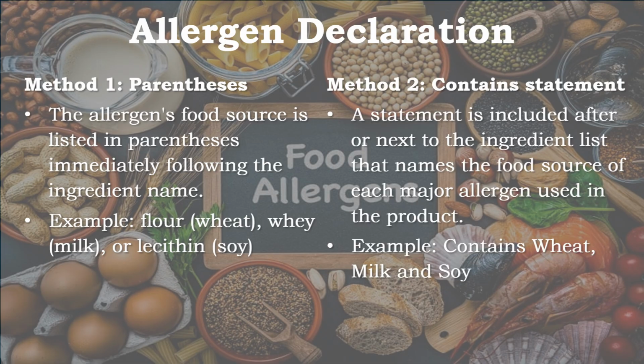And Method 2. Contained statement. A statement is included after or next to the ingredient list that names the food source of each major allergen used in the product. For example, contains wheat, milk, and soy. If the allergen is already declared in the ingredient list, such as buttermilk, it doesn't need to be repeated in the contained statement. However, the contained statement should list all other major allergens present in the product.